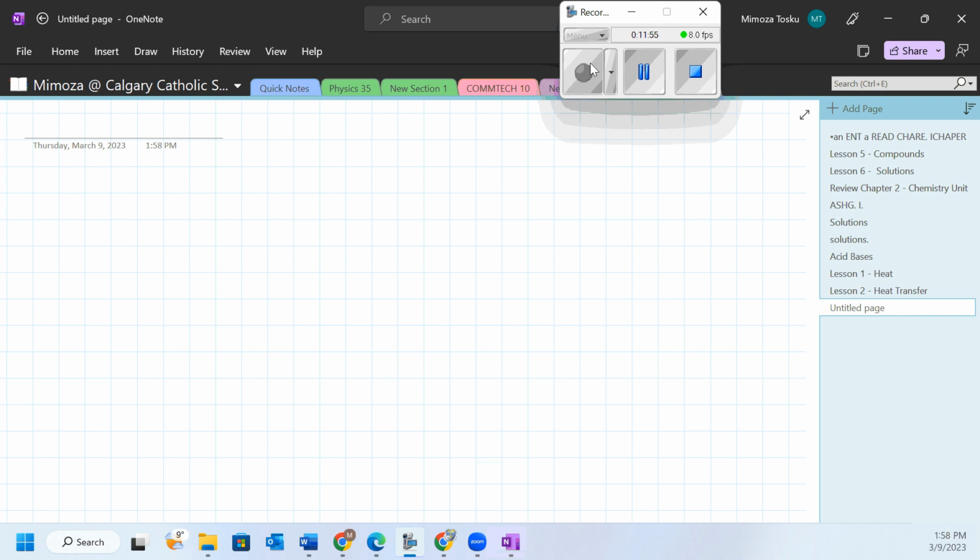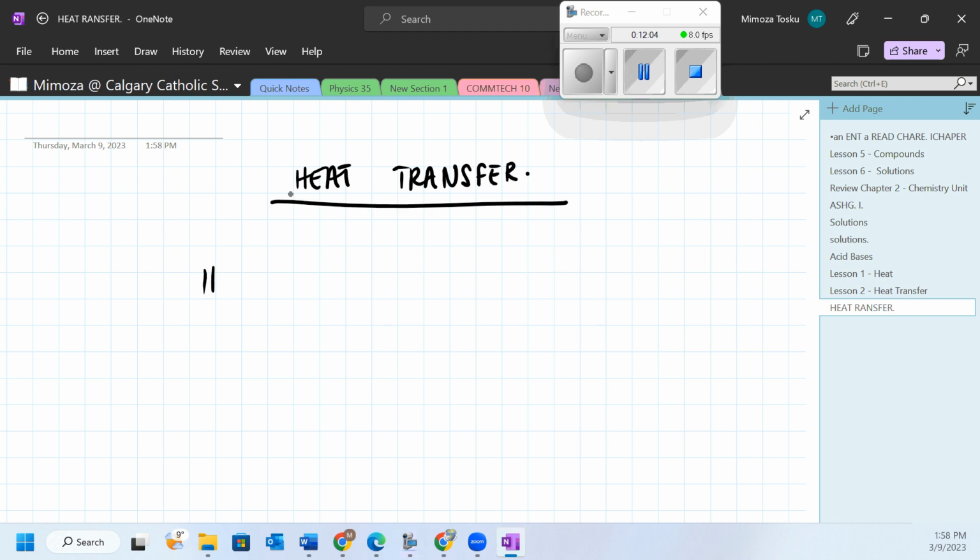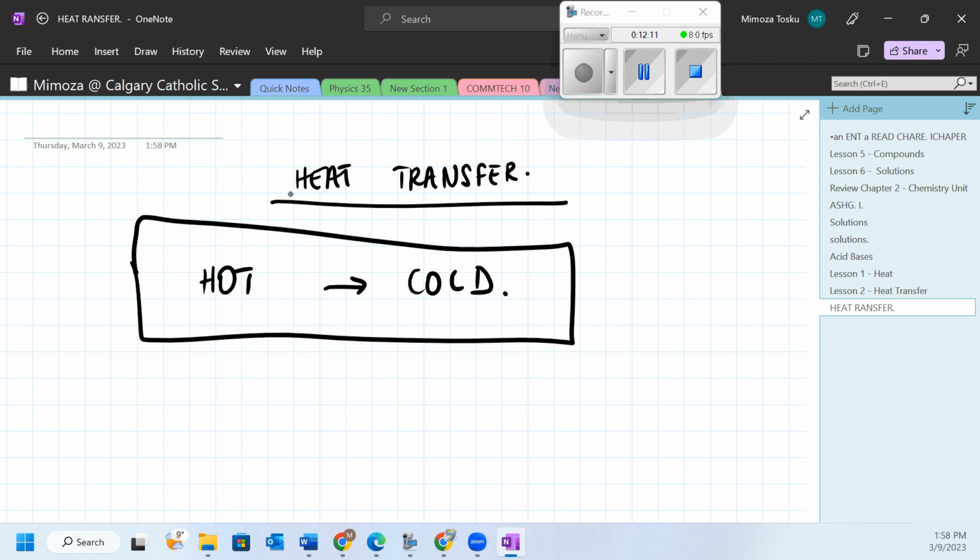So to summarize heat transfer, heat is transferred from hot to cold. This is the principle, the main thing that you need to know. You cannot have a heat transfer from cold to hot. It's always from hot to cold. Now, the ways that heat is transferred.